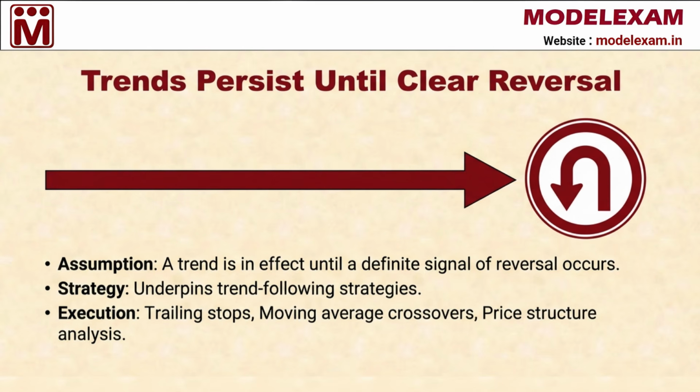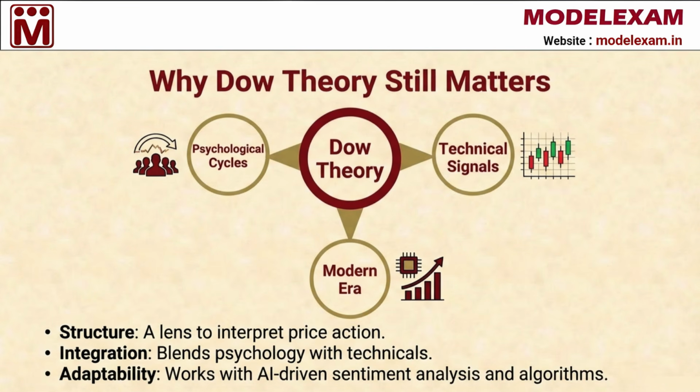This helps traders avoid exiting too early. They use tools like trailing stops or moving average crossovers to identify that specific moment when the U-turn happens rather than guessing. To wrap up, let us ask why Dow theory still matters today. Even in our modern era of high-speed algorithms, this theory provides a structured lens to interpret price action.